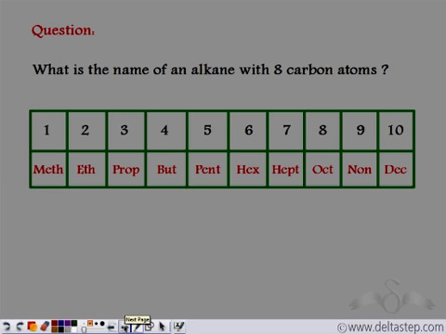Now, what is the name of an alkane which contains 8 carbon atoms? From the table, we know 8 means oct. So the name of the alkane is written based on the number of carbon atoms. 8 carbon atoms means it is oct, and since it is an alkane, it gets the suffix -ane. So an alkane containing 8 carbon atoms is named octane.